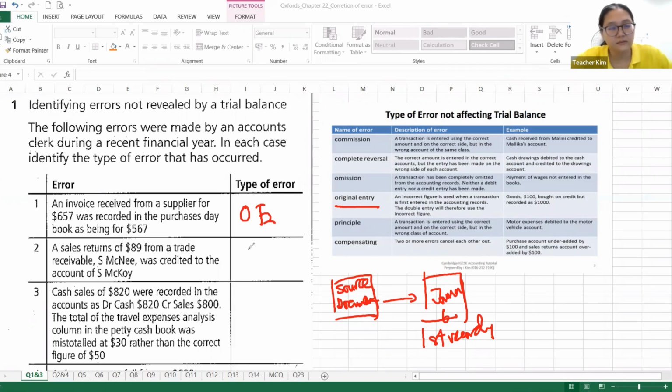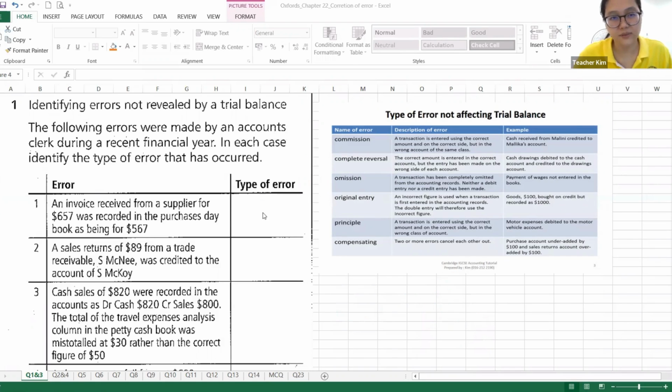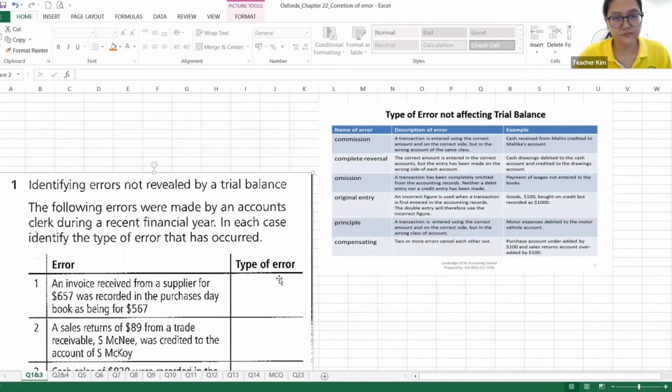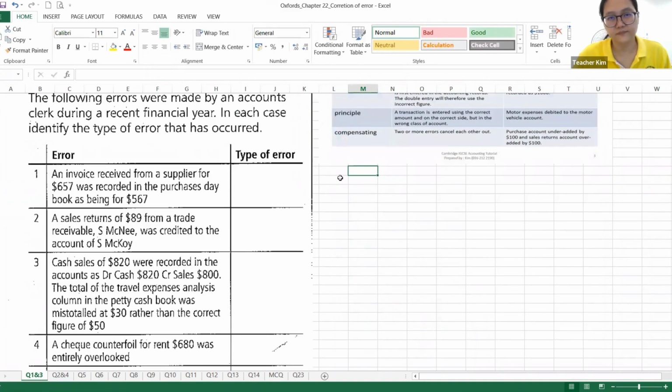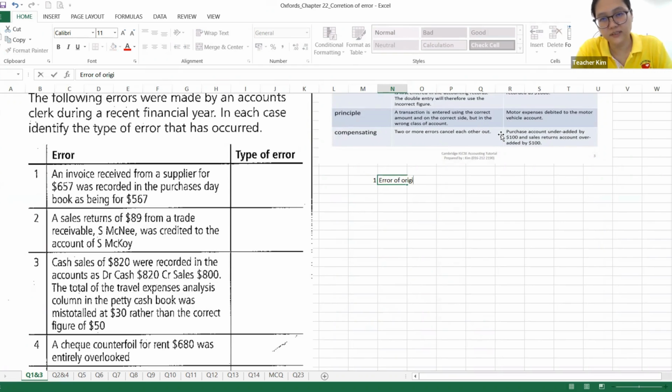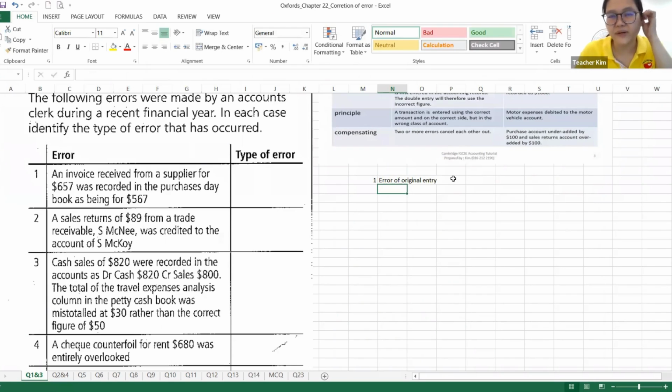Now, give me a minute, I need to type in, otherwise you won't be able to see the answer. Let me put it down a bit. So number 1 will be the error of original entry. So all the terms, try to memorize.